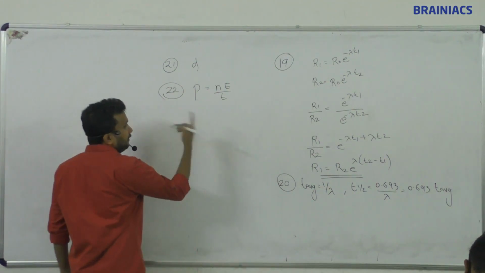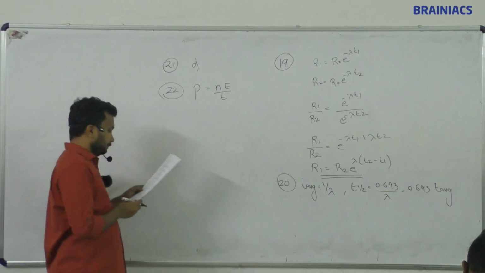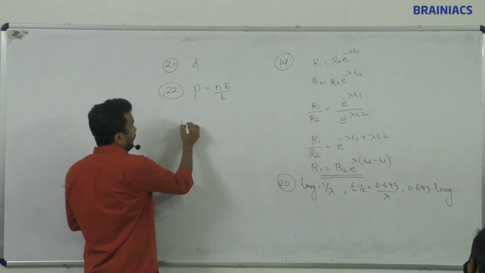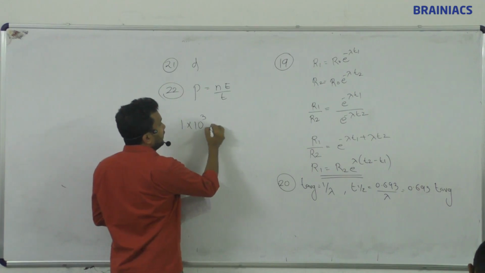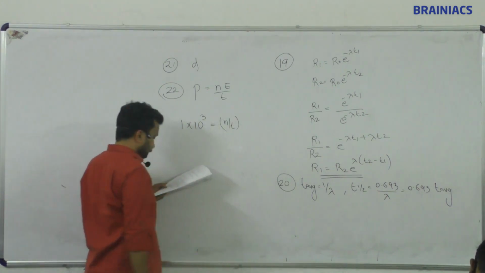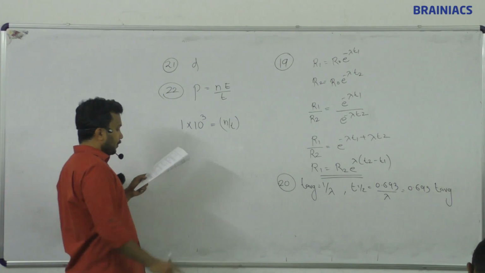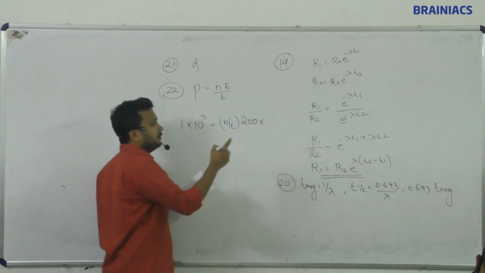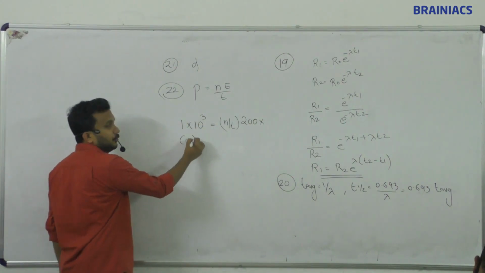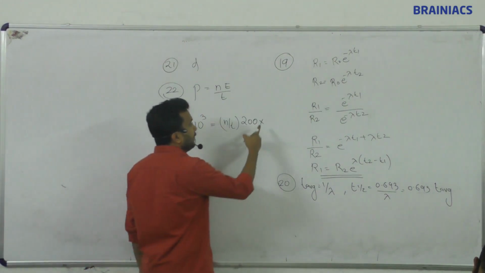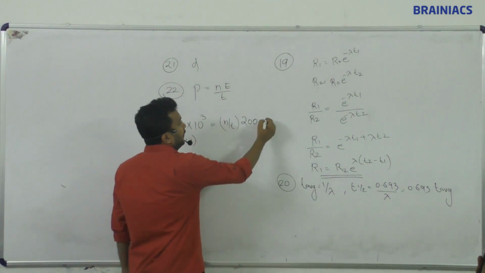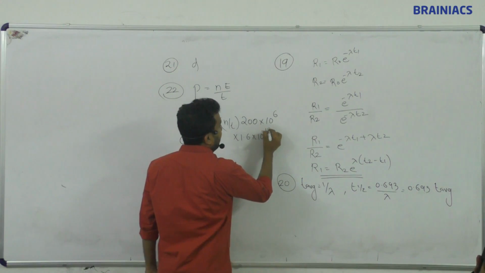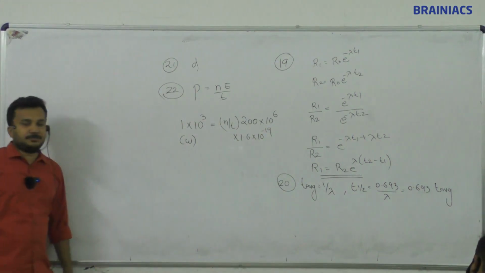Power is in kilowatt, so power is converted into watt. 1 kilowatt means 1 into 10 power 3 watt is equal to nE by t. n by t has to be found: the number of nuclei required per second to produce 1 kilowatt. Energy 200 mega electron volt is converted into joule, because power is in watt, the SI unit, so the right side also needs SI units. How to convert mega electron volt into joule? 10 power 6 electron volt into 1.6 into 10 power minus 19. Then simplify to find n by t.